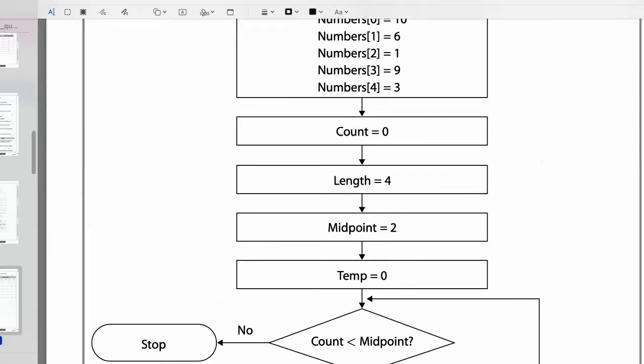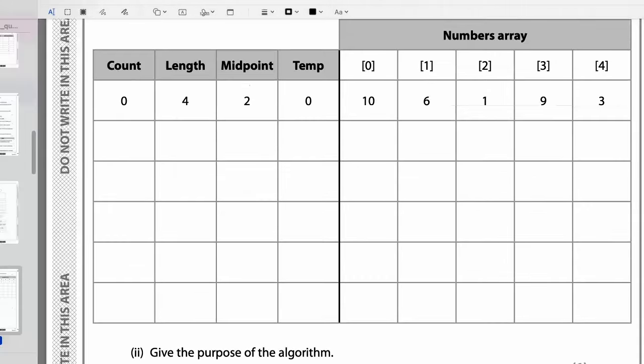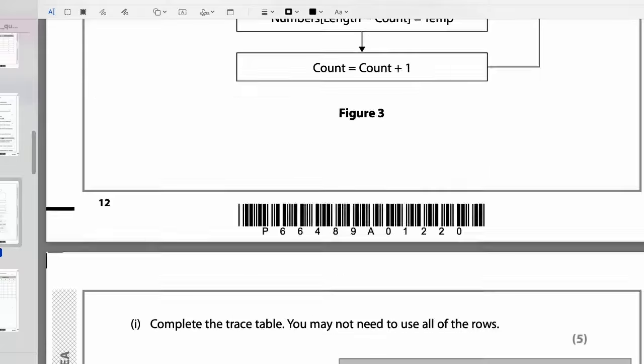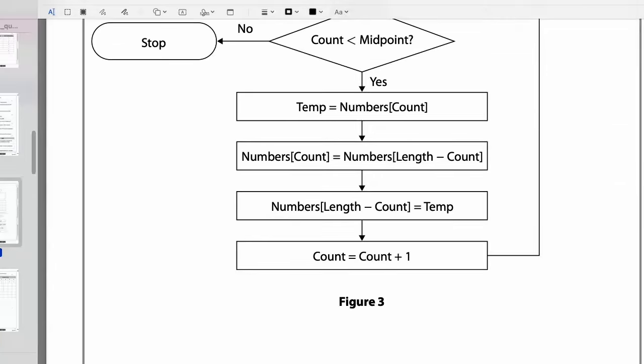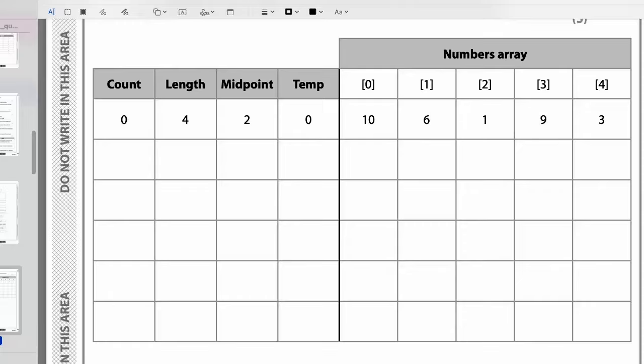So you can see there you've got the array and then all the values have been initialized. You've got count equals 0, length, midpoint, temp there. So we can start by going up and we're straight into this decision there. Is count less than midpoint? Okay, well, midpoint is 2 and count is 0, so that's going to be true. So then that's okay. So now we go into temp equals numbers count. Okay, so temp here, this is what we need to complete now.